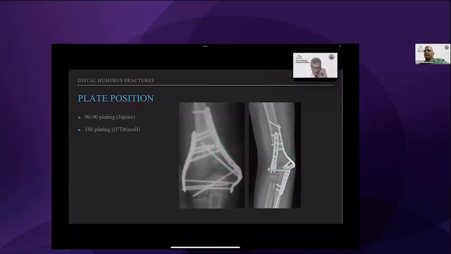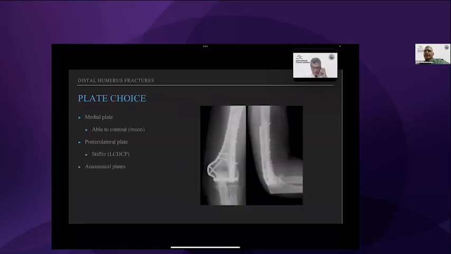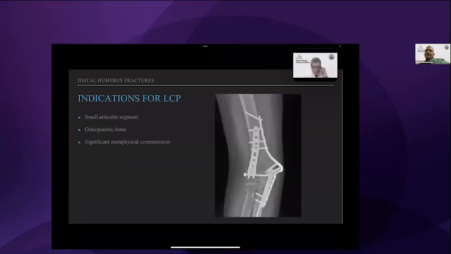Next. For plate position, I mostly use 90-90 plating of Jupiter. For plate choice, on the medial side, to contour that, in many cases I can manage with a reconstruction plate, but for the posterolateral plate, I use a stronger plate, either an LC-DCP or an anatomical plate. The indication for LCP is whenever the fragments are small, the bone is osteoporotic, and there is significant comminution of the columns.